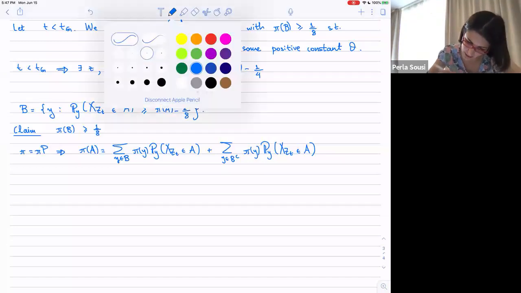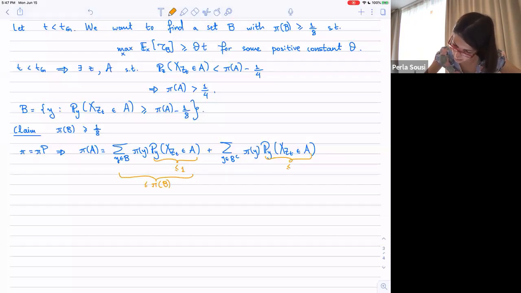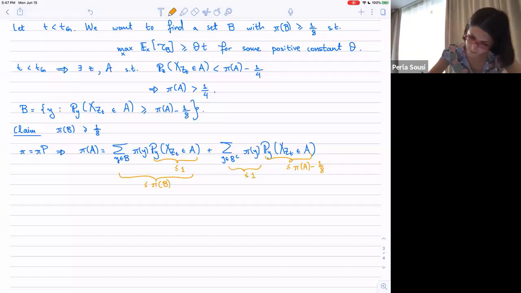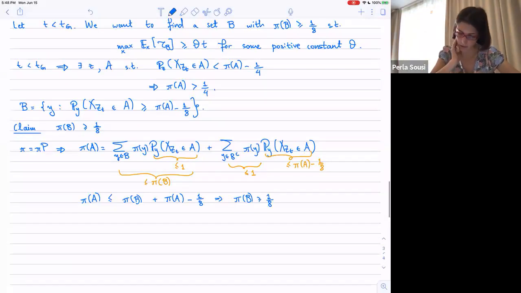Okay, so here I'm now going to bound these two sums on the right by the following. So if y is in B, I'm just going to upper bound this probability by one, and then the whole sum will be upper bounded by pi of B. And for y not in B, this is upper bounded by pi of A minus an eighth, and the rest I will upper bound by one. So pi of A is upper bounded by pi of B plus pi of A minus an eighth. So this implies that pi of B is greater than an eighth, which is what we wanted.